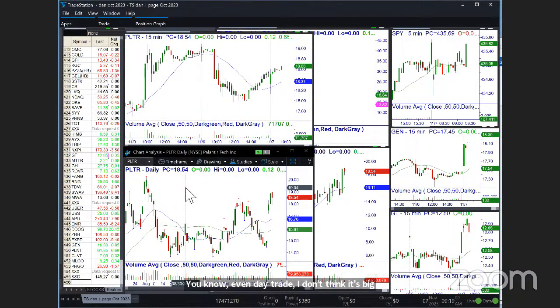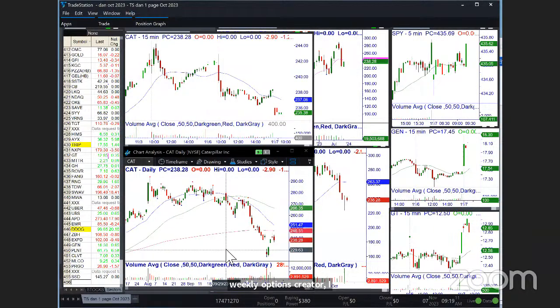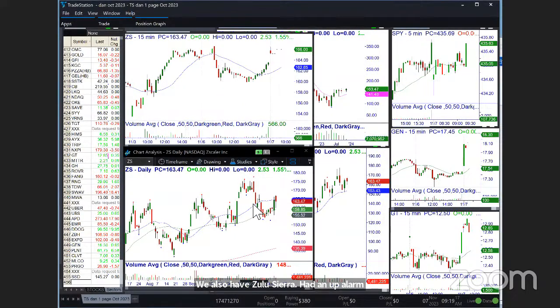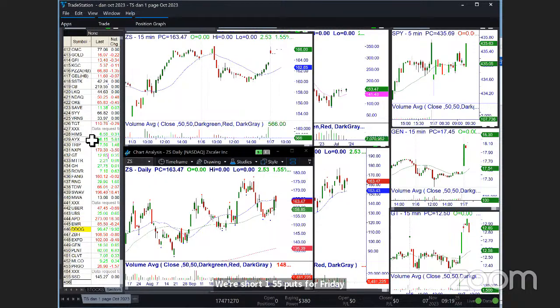We have two. We have a bear call credit spread, and then in the weekly options trader, I just adjusted the stop to over this closing pivot. We also have Zulu Sierra, had an up alarm here, up alarm at 166. We're short 155 puts for Friday. Now let's go to earnings now.